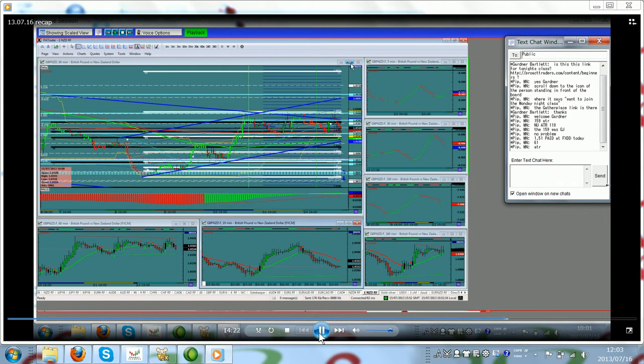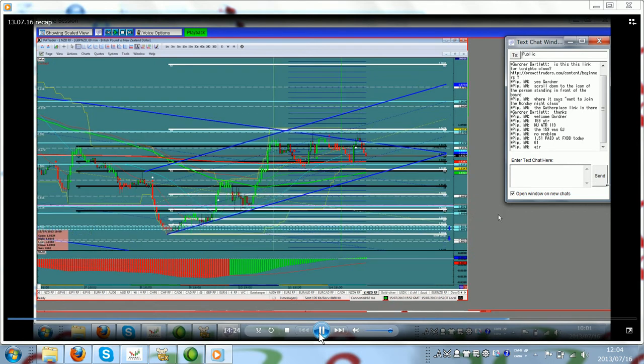Pound New Zealand. In a bit, in a wedge, as you can see, and not sure what this is yet. Looks like a big sideways move. So until I get more clarification, I'm nothing on here. The real trade is up here, as you can see.